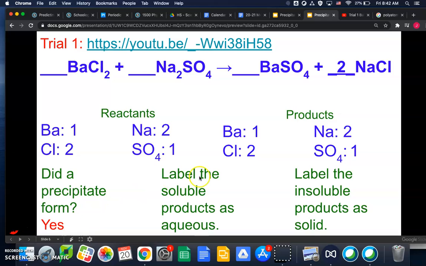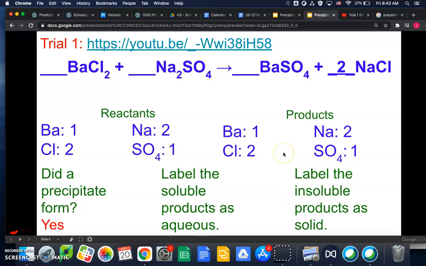And so then the next step is we're supposed to label the soluble products as aqueous, and we're supposed to label the insoluble products as a solid. So we need to determine which of these two products, remember one of our products was barium sulfate, the other one was sodium chloride. We need to figure out which one of them is aqueous, that means dissolved in water, right? Like aqua is water, aqueous means dissolved in water. And we need to figure out which product is a solid. That's the one that's forming the clouds in there.